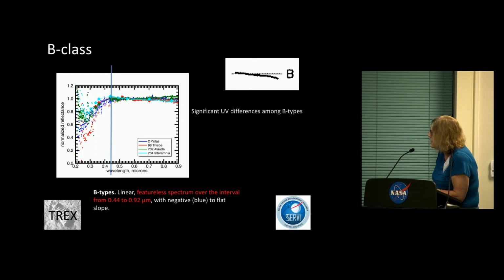And we see quite a variety in the spread of information in the spectra in the B class, including an absorption feature located right about here. Down here, this is the standard definition of what a B-type is.